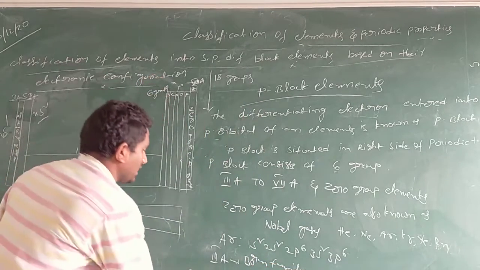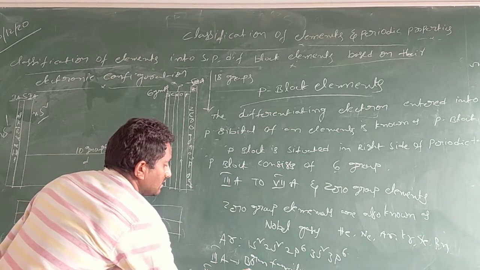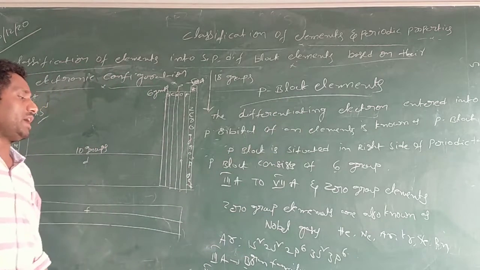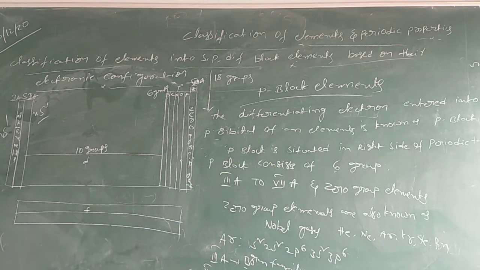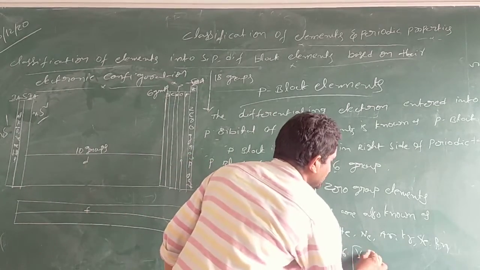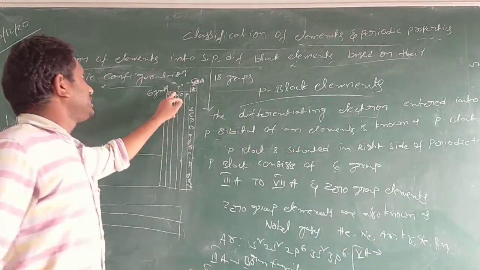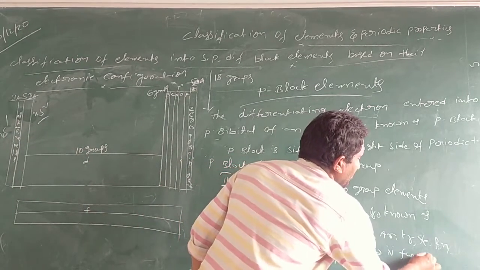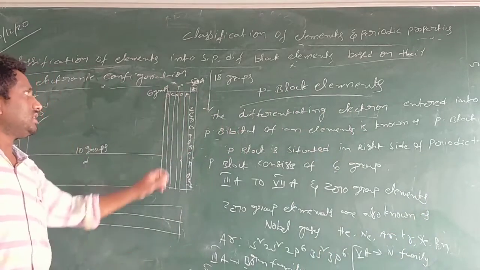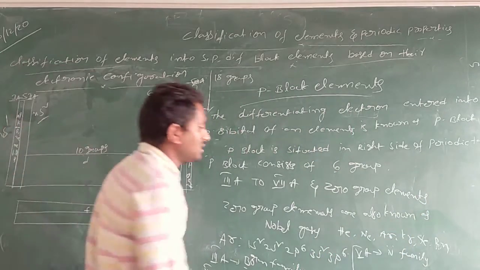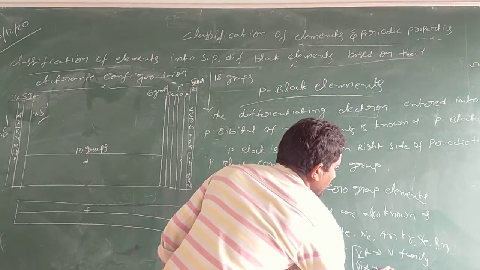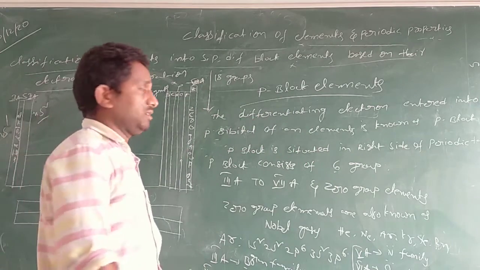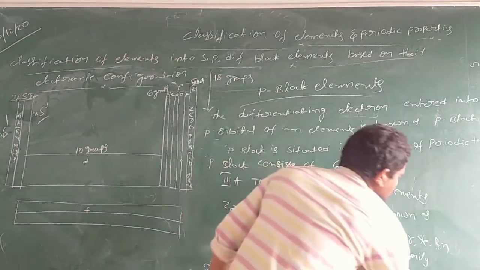And the 4th group elements are known as the carbon family. The 5th group elements are known as the nitrogen family. The starting element is nitrogen. The 6th group elements are known as the oxygen family. 6A group elements are known as oxygen family. These are known as chalcogens.